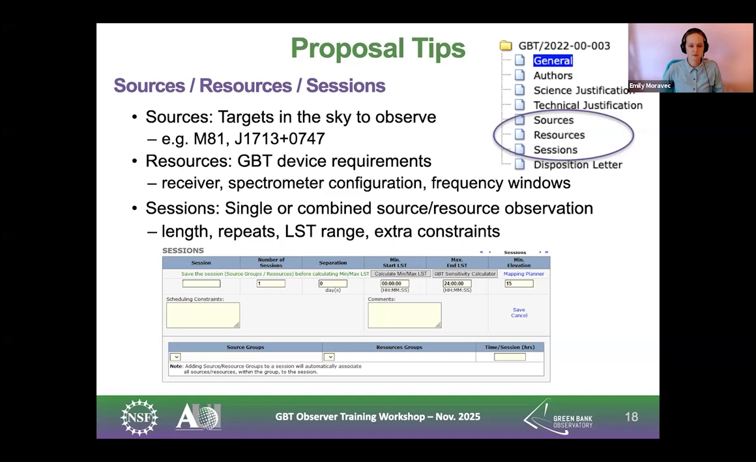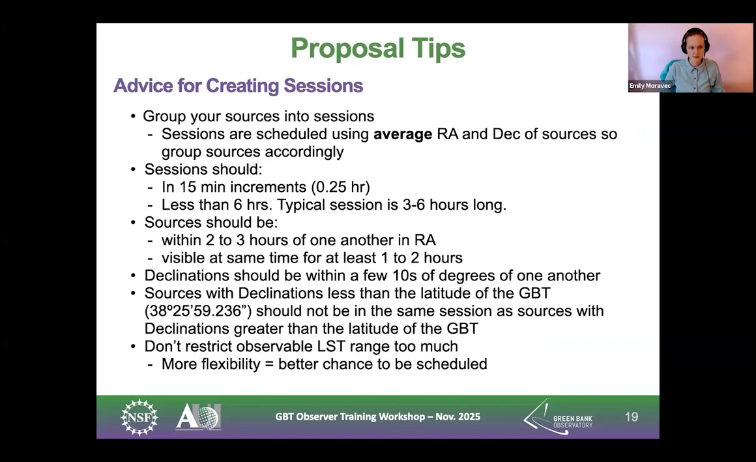So there are some helpful hints here, but the main one I want to say is for the sessions, you just have to consider the length, how long you want them to be, how often you want them to repeat, etc. So here's some more text, but for creating your sessions, the main thing you should know is that sessions are scheduled using the average RA and DEC of the sources. So you should group them accordingly. Basically, we say sources should be within 2 to 3 hours of one another in RA and visible at the same time for at least 1 to 2 hours.